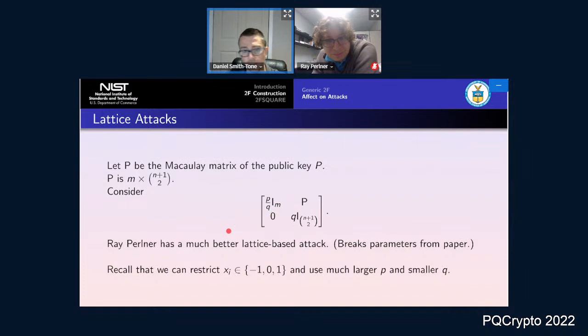So Ray here, I talked to him about this, and he has a trick for a much better lattice attack. And it's nothing that's outlandish. It's something that's a fairly standard technique. But I shouldn't talk about that because that's not my result. But it does break the parameters that I proposed in the paper. But I was already worried about that anyway. And so this idea of switching P and Q, making P larger and Q smaller, should take care of that just fine and still produce an efficient scheme, much more efficient than what we have.